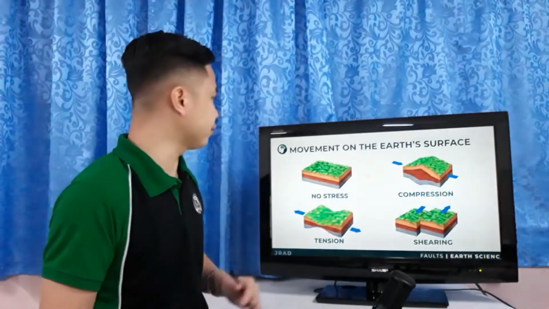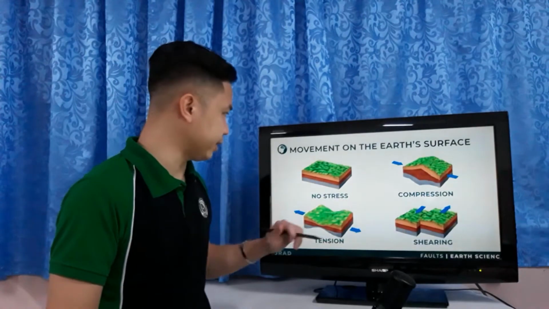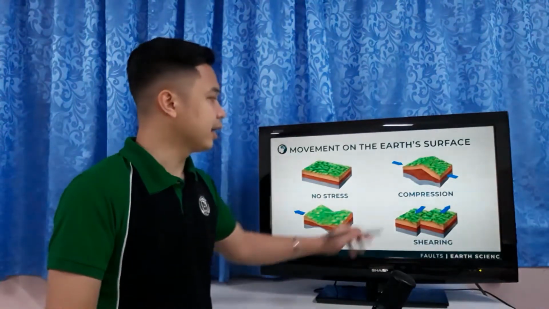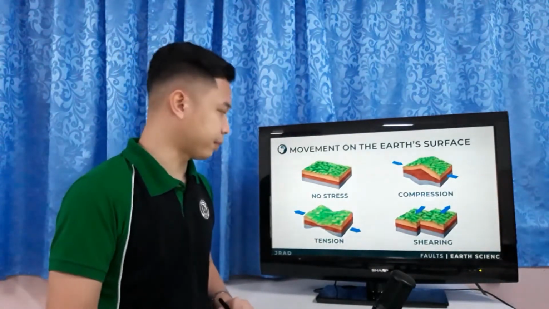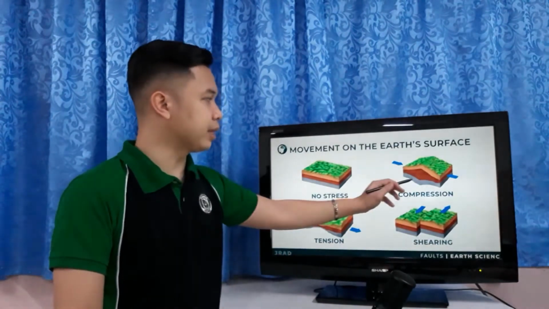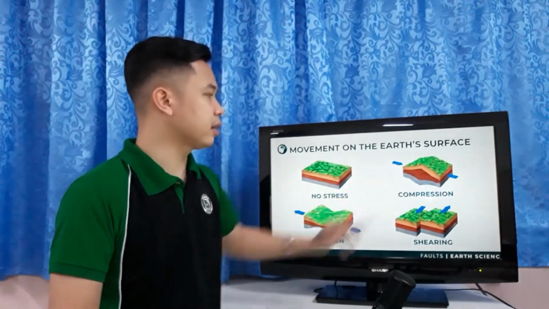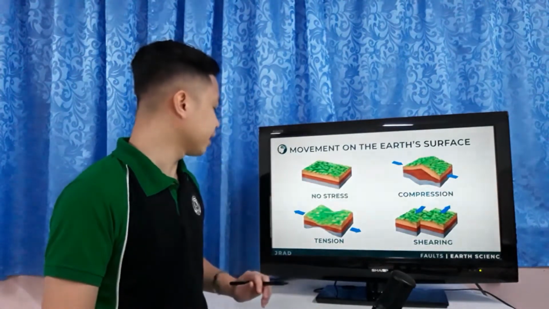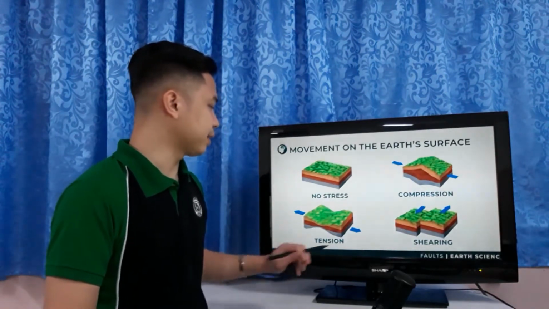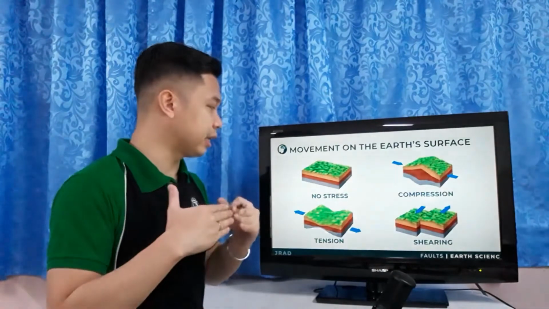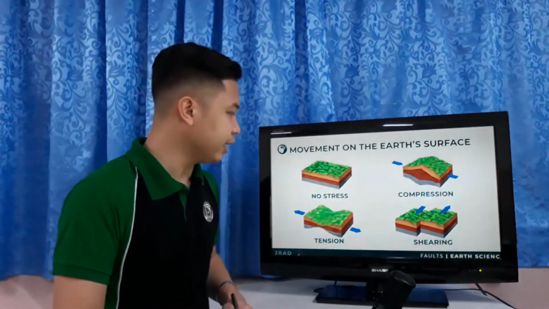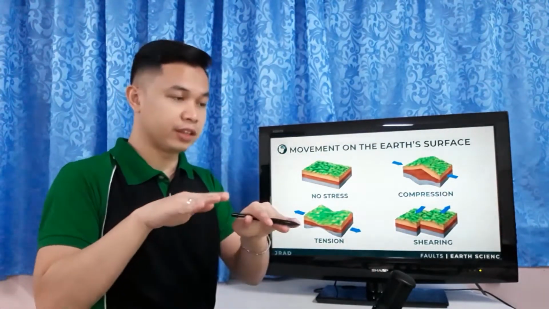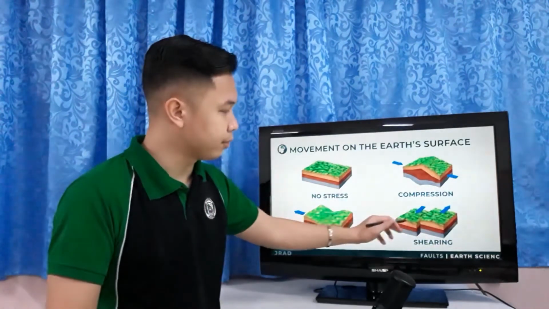If you take a look at the following pictures, we have here no stress, meaning no motion or movement of the tectonic plates. In the second picture, we have compression, meaning the tectonic plates or the crust are compressed, pushed, and bulging occurs. In the third, we have tension. When we say tension, it is stretched, like the two tectonic plates are separating. And in the last picture, we have shearing, meaning both tectonic plates are sliding past each other.